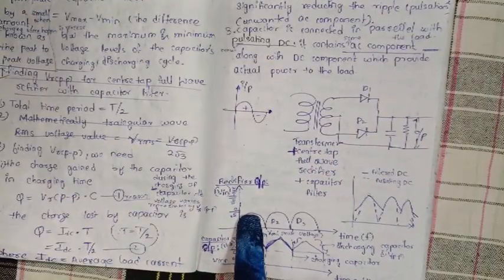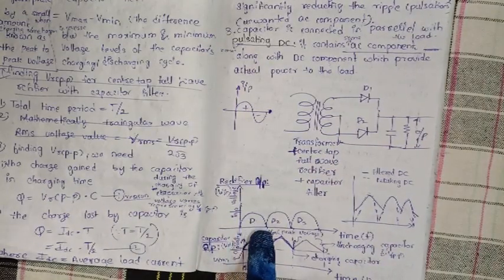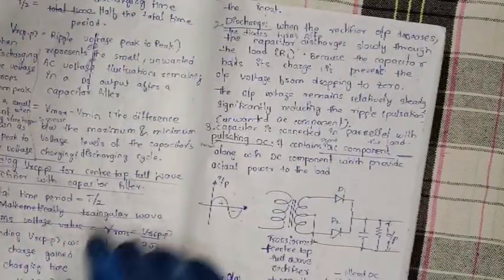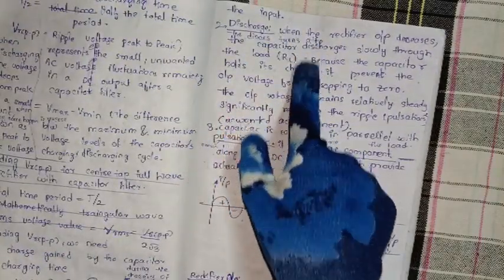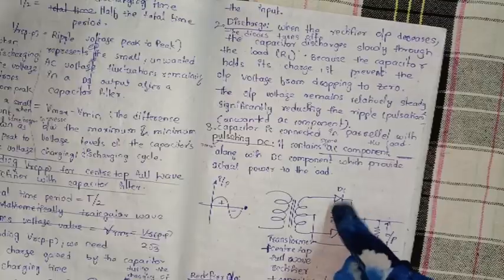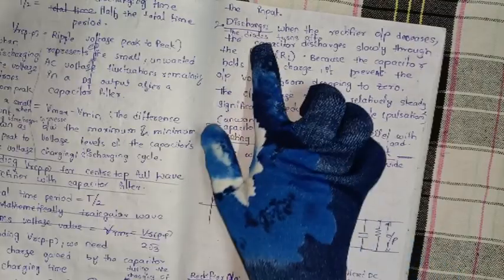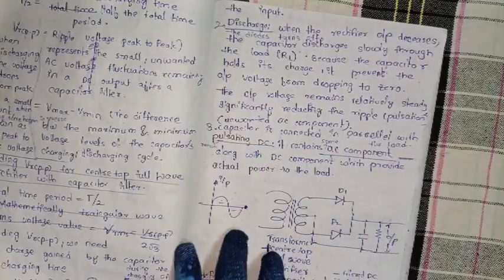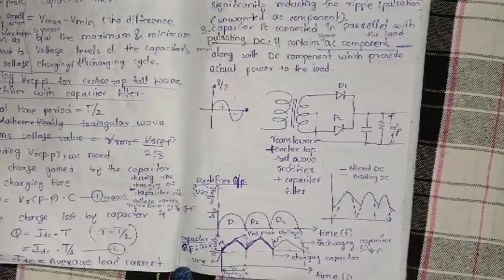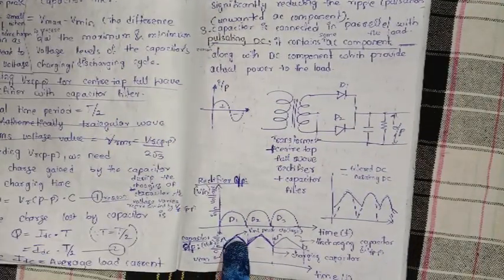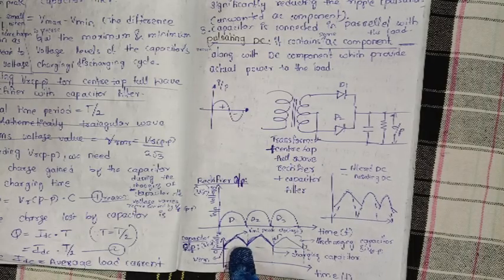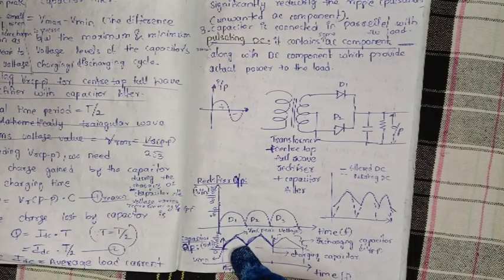When the rectifier output decreases, the diodes turn off. Here the two diodes will turn off. The capacitor discharges slowly through the load. So the capacitor discharges up to a certain point, not becoming zero.